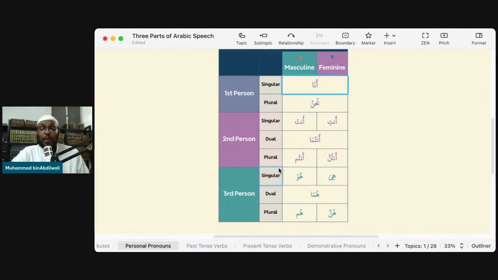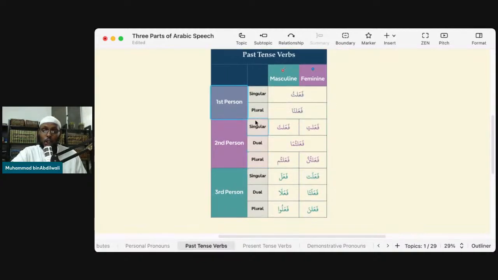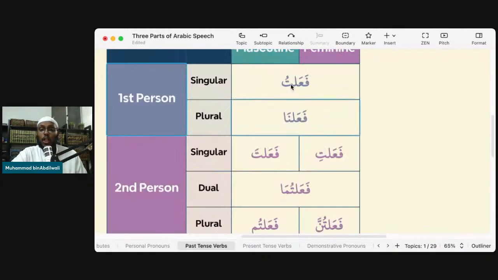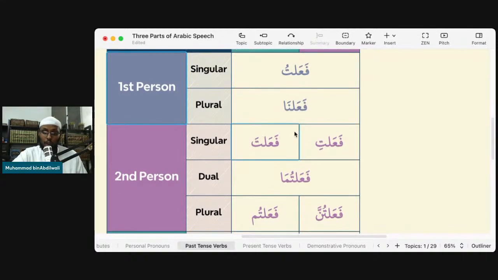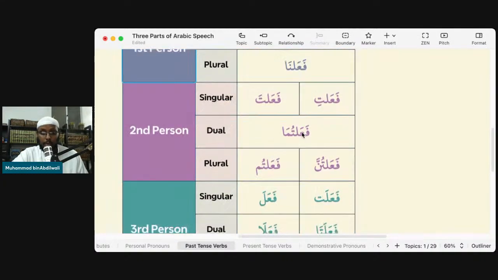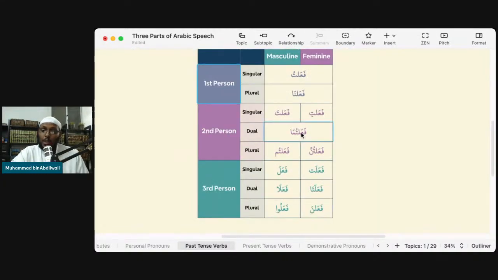All right. So here we have the personal pronouns. Then we have the past tense verbs. I'm not going to go through every single one and explain to you this is fa'altu, this is fa'alna, this is fa'altan. There's no need for that. Because like I said to you, it actually needs practice. That's what it needs. Which you will have on the portal.